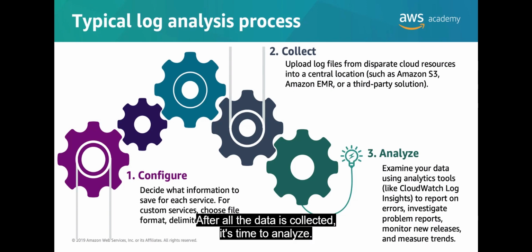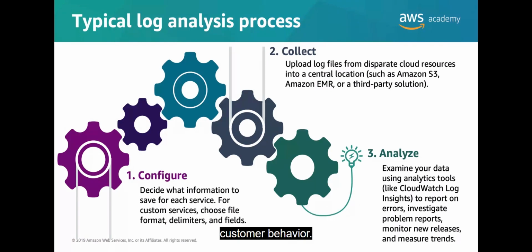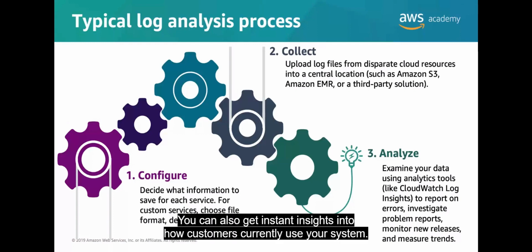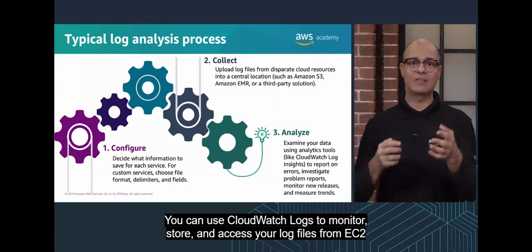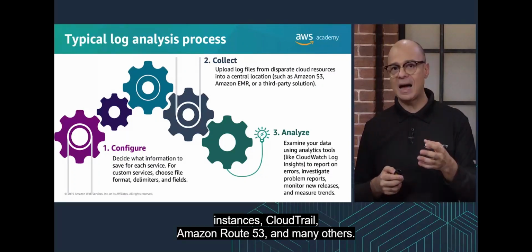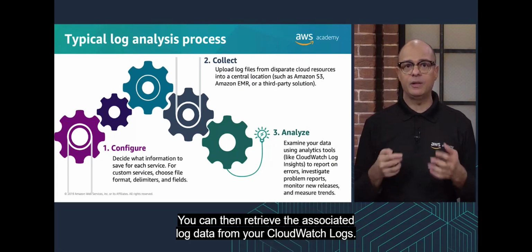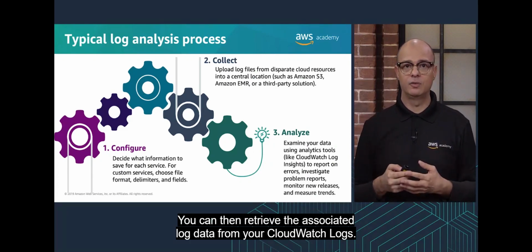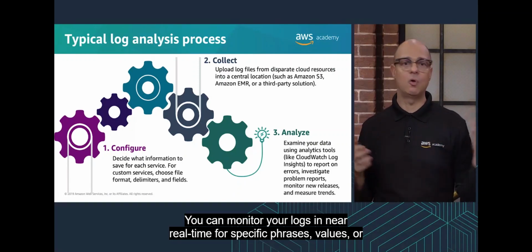After all the data is collected, it's time to analyze. Using log data gives you greater visibility into the daily health of your systems. It can also provide information about upcoming trends and customer behavior. You can also get insights into how customers currently use your system. You can use CloudWatch logs to monitor, store, and access your log files from EC2 instances, CloudTrail, Amazon Route 53, and many others. You can then retrieve the associated log data from your CloudWatch logs. You can monitor your logs in near real time for specific phrases, values, or patterns.